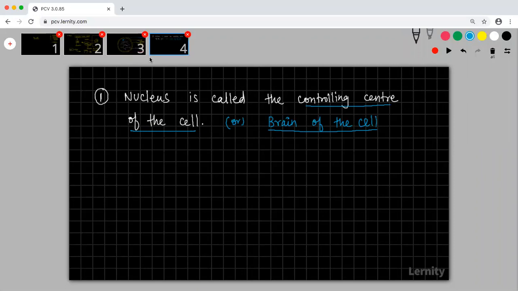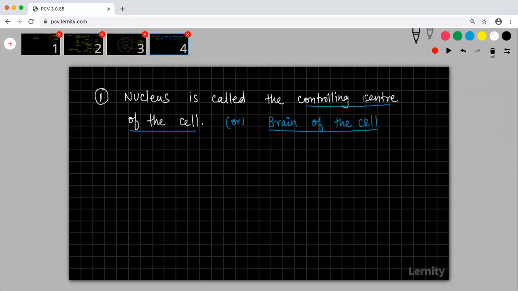Yeah, controller of the cell. Your hands you are able to move and all. How you are able to move, that is because of the functioning of the brain. You are able to think, that is because of the brain. So similarly, the cell is functioning because of the nucleus. Okay, so this is the first point.